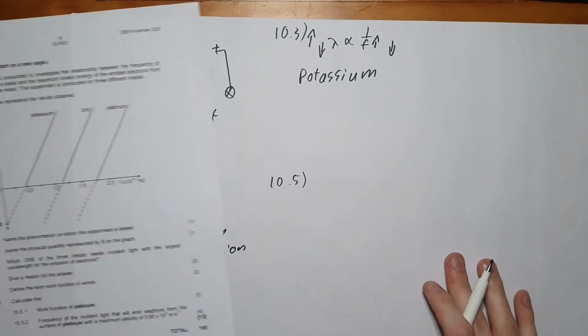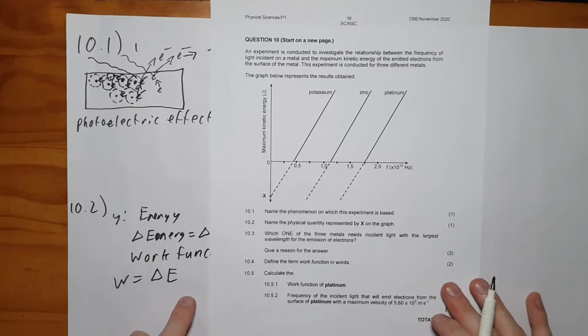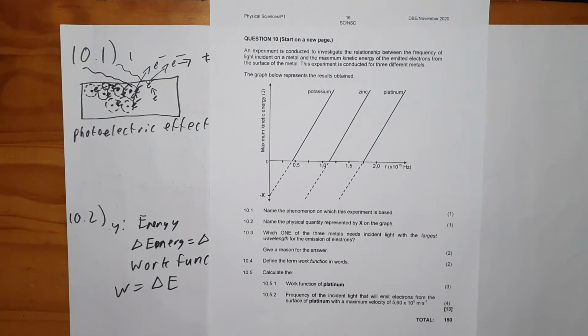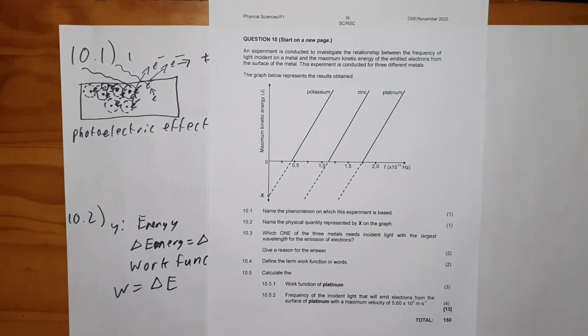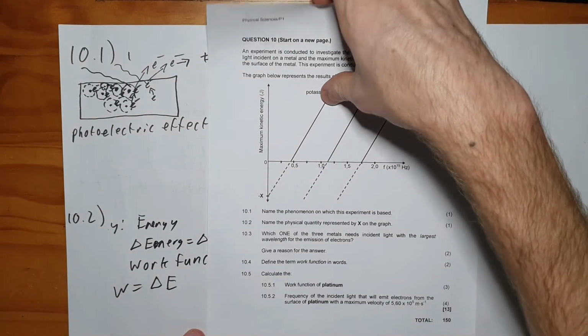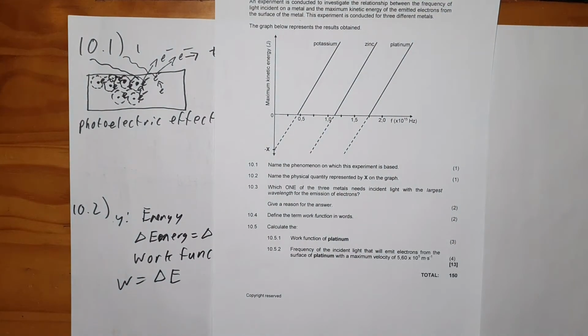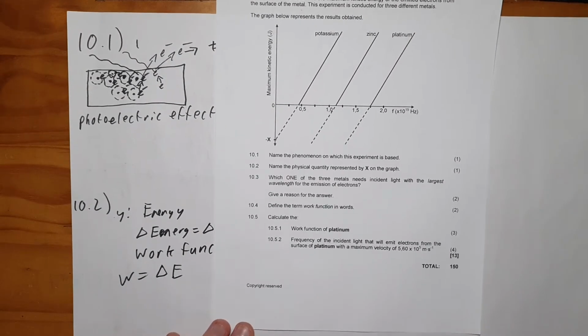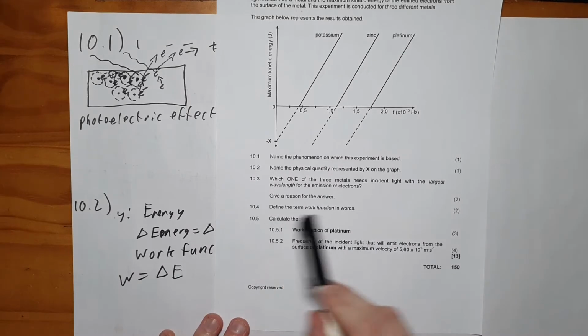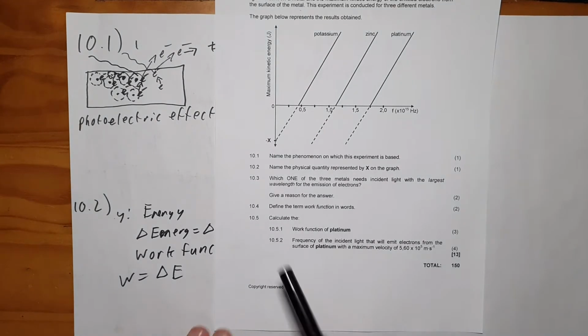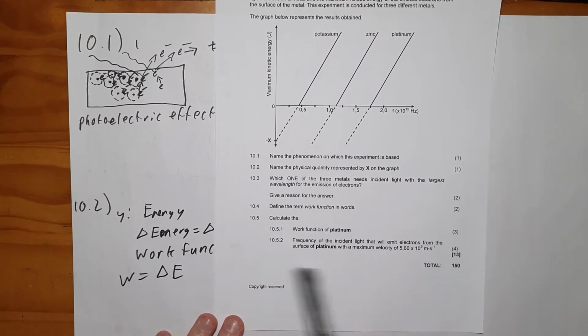Okay, now 10.4 says define the term work function in words. You can go and look at your list of definitions for exactly what's happening in that definition, but the short and sweet of it is the minimum energy required to eject the electron from the surface of the metal. But go and look up the word-for-word definition. Then 10.5, we start with some calculations.